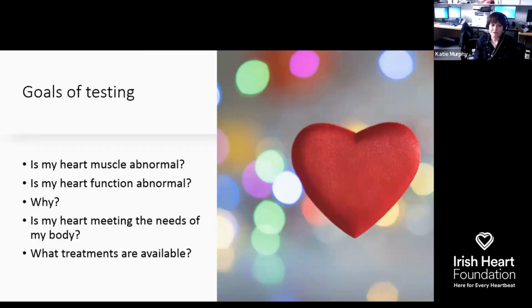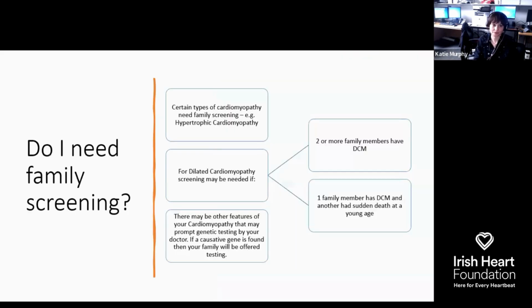In terms of heart failure versus cardiomyopathy or abnormal heart muscle, you want to know, is my heart meeting the needs of my body, or do I have evidence of heart failure? And then finally, we want to know what treatments are available. There are more tailored and specific treatments for specific cardiomyopathies. So if you know why it happened to you, then you can hopefully get individualized treatment.